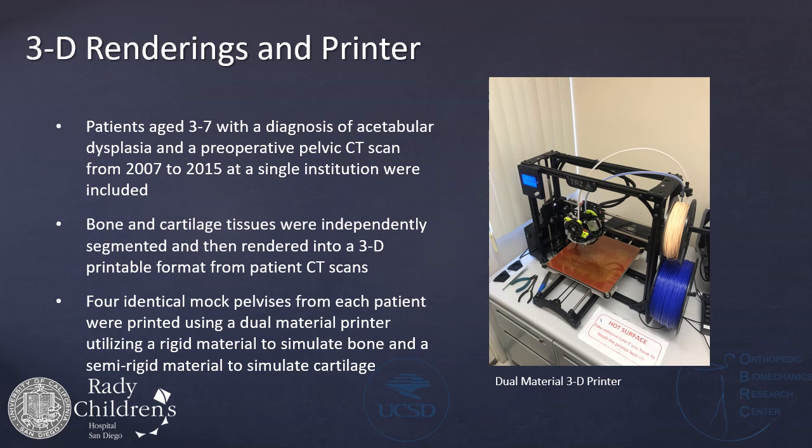Specifically, we utilized a rigid acrylonitrile butadiene styrene, or ABS, to simulate bone. That's the blue material, and a flexible, semi-rigid thermoplastic polyurethane, or TPU, material to simulate the triradiate cartilage and pubic symphysis. That's the tan material. The combination of the rigid and flexible composites may closely mimic the cartilaginous and osseous mechanical and structural properties of the developing hip.